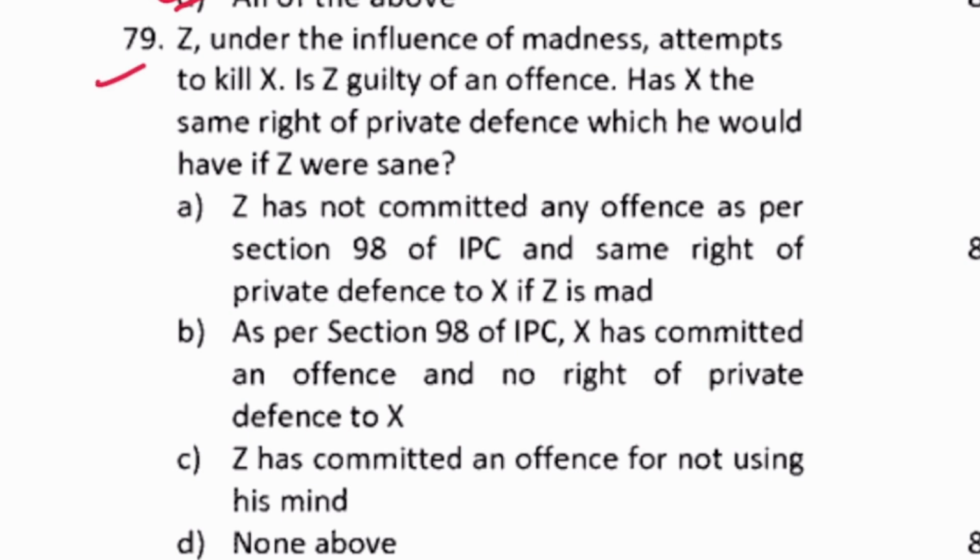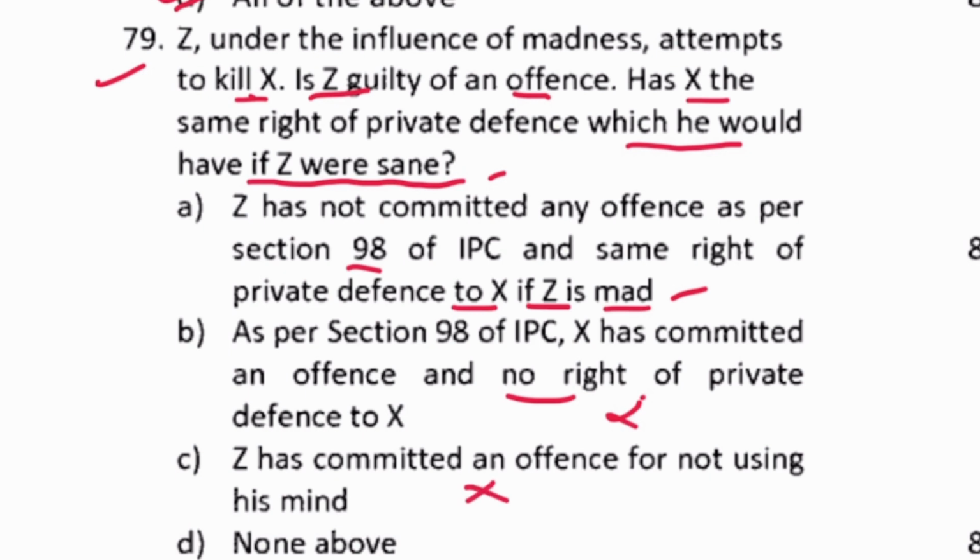Next 79. Z, under the influence of madness, attempts to kill X. Is Z guilty of an offense? Has X the same right of private defense which he would have if Z were sane? Z has not committed any offense as per Section 98 IPC, and X has the same right of private defense as if Z were sane. This is correct. No right of private defense, no, it is wrong. Has committed an offense, no. A is the answer. It is Section 98 IPC.